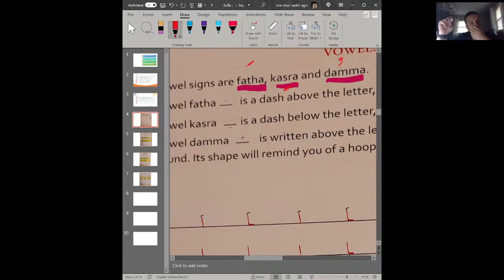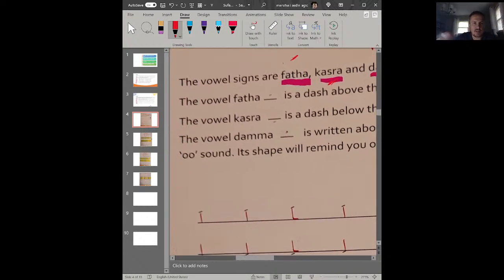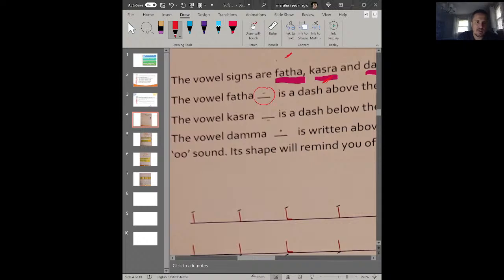When you write it, you put a small circle on the top and then just go down, and that's how you write Damma. Here are examples: Fatha, Kasra, Damma.